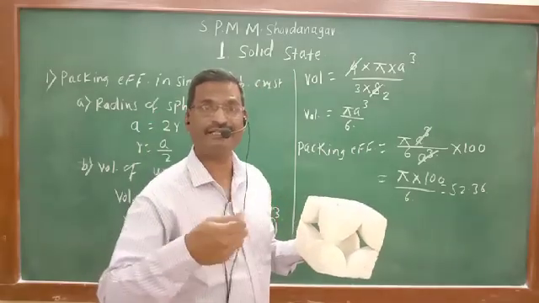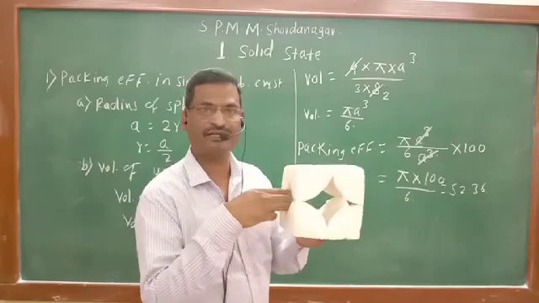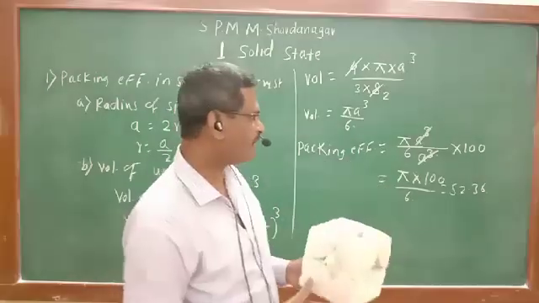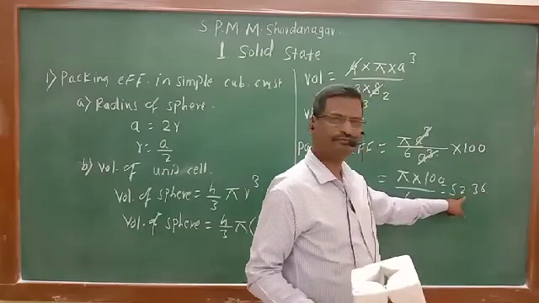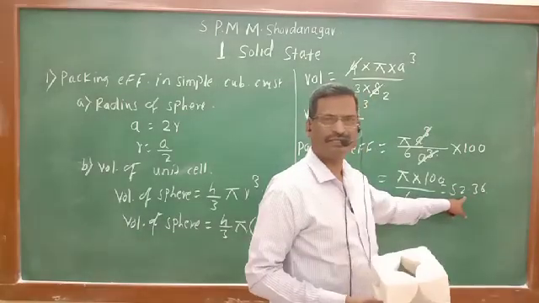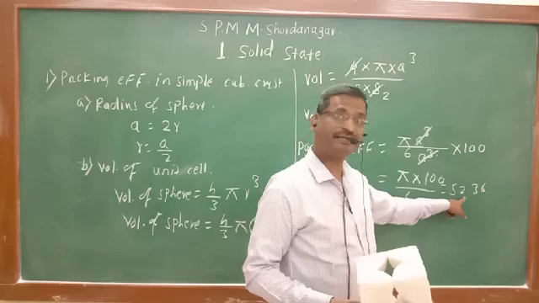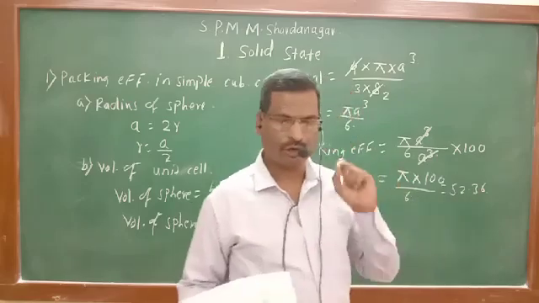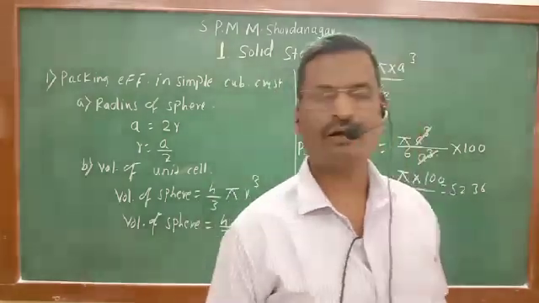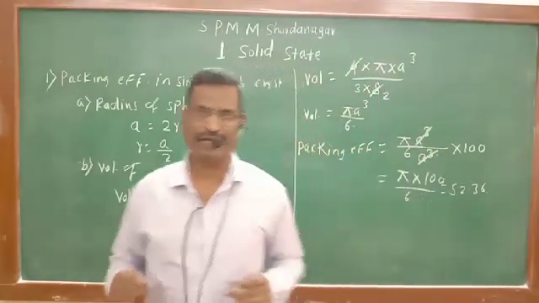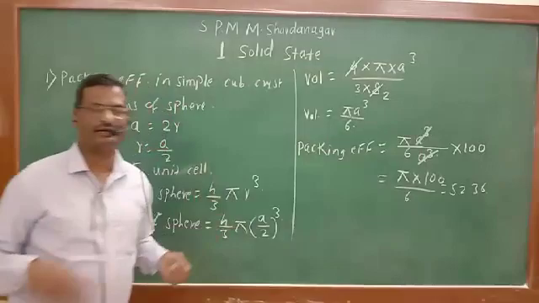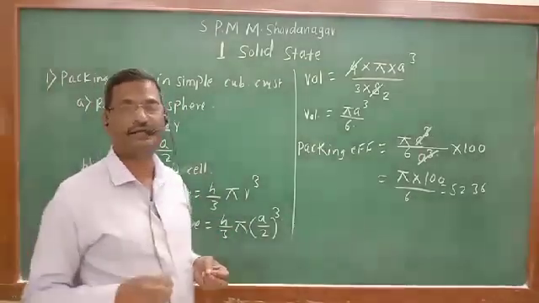And what is the remaining space? Remaining space is nothing but this hollow space. 100 minus 52.36 comes equal to 47.64, something like that. That is the void space. That is how packing efficiency and void space in simple cubic crystal can be calculated. Now let us see the second crystal, face centered cubic crystal.